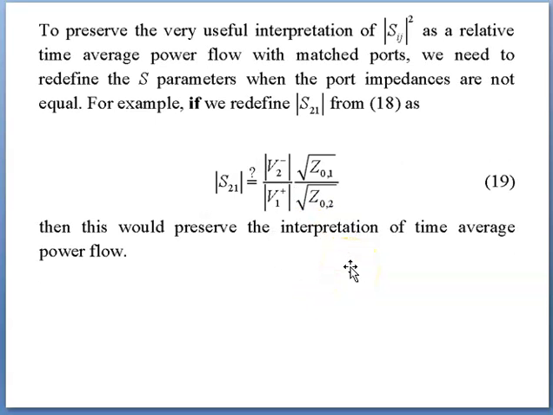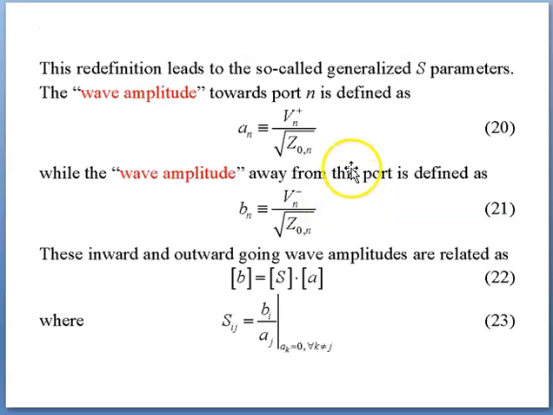So to preserve the very useful interpretation of Sij squared as a relative time average power flow with matched ports, okay, the keyword here is matched, we need to redefine the S parameters when the port impedances are not equal. So that's why you will have this equation where your S21 is equal to V2 minus times the square root of Z01 over V1 plus times the square root of Z02.